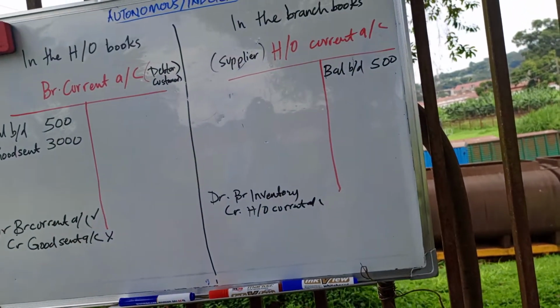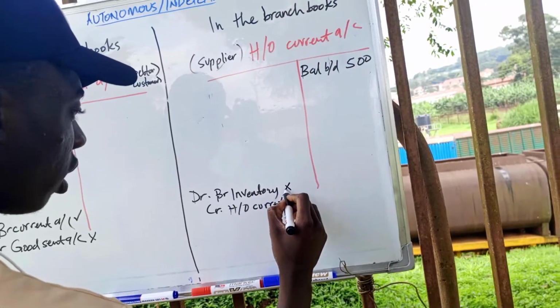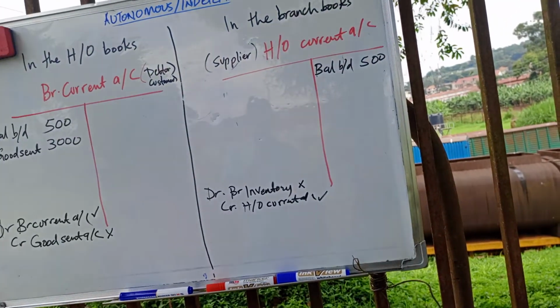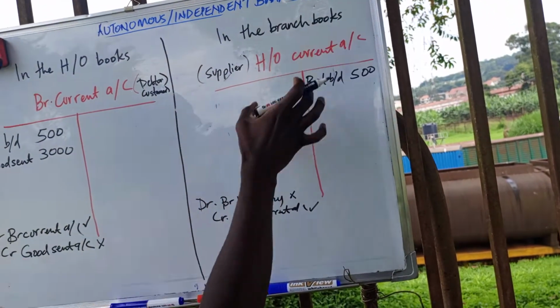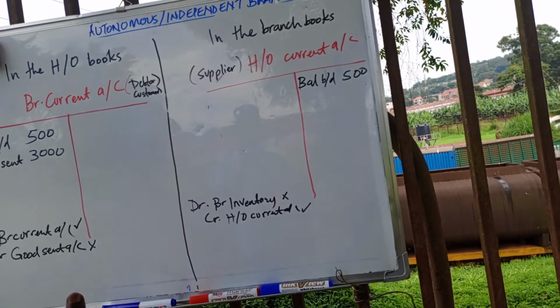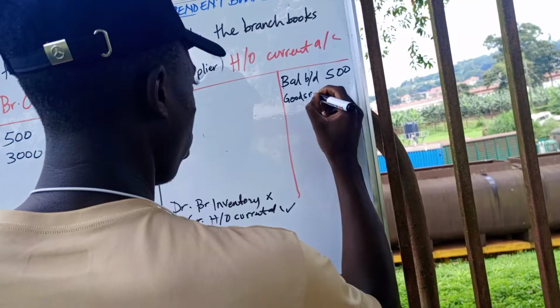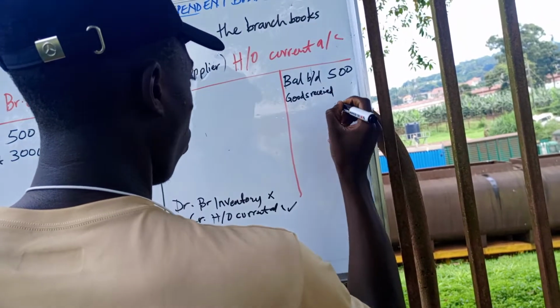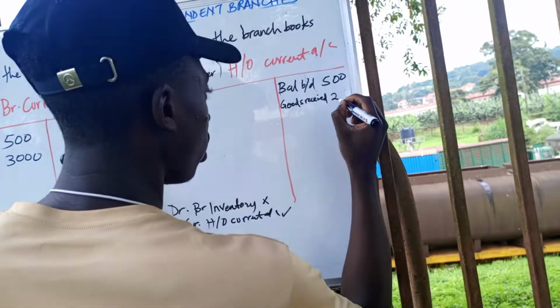So it means I'm supposed to come here, and they haven't asked me for the branch inventory account, so I ignore it and pass this into the head office current account. So this is the head office current account. I'm supposed to be crediting it with goods received, our inventory. So goods received were 2,800. So I recognize that.